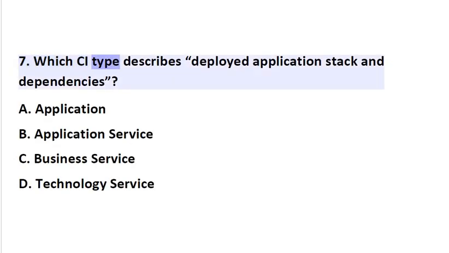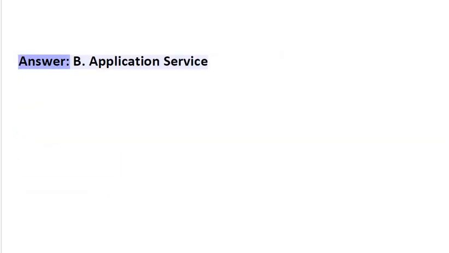7. Which CI type describes deployed application stack and dependencies? A. Application, B. Application service, C. Business service, D. Technology service. Answer: B. Application service.